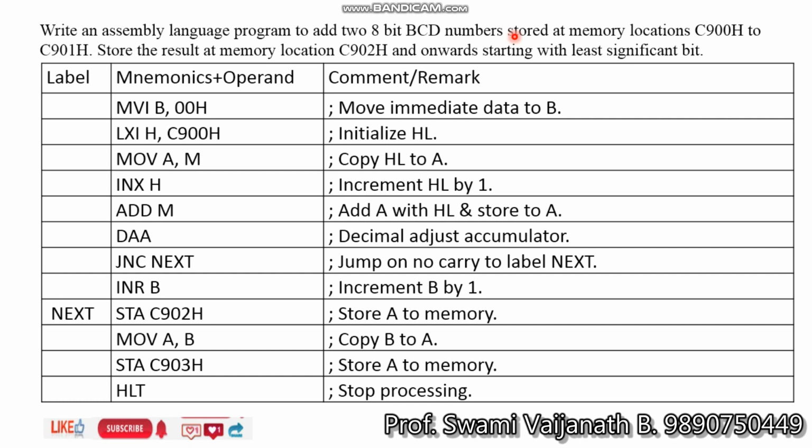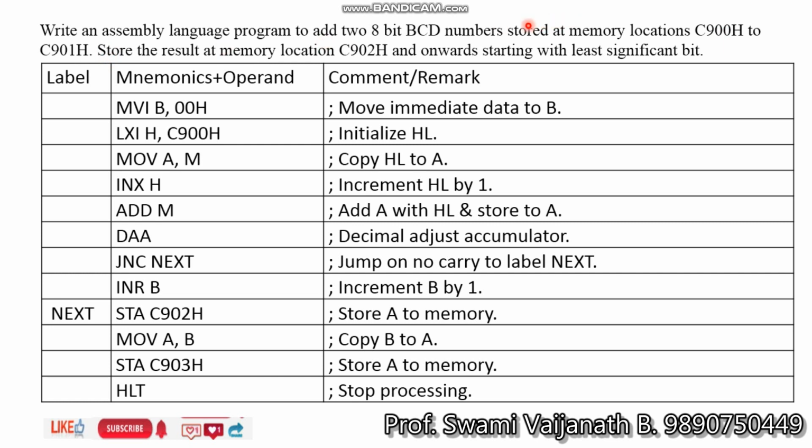BCD numbers are binary coded decimal numbers, which are 4-bit numbers, the same as decimal numbers. Suppose you have 24, then it is called 24 in BCD, but in hex it is called 24 hex, and in BCD it is called only 24. Two BCD numbers are added and stored. One BCD number is stored at C900H and one at C901H.